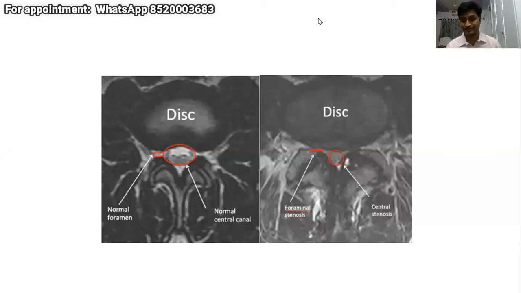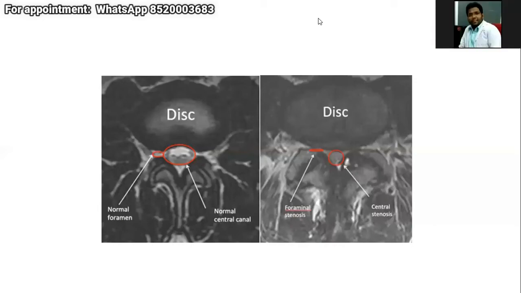Okay, sir. Has anyone heard about a test called discography? Yes, sir, heard of it, to measure the discal pressure. No. When you do a clinical symptom elicitation, clinical examination, we have done an MRI, but even then I'm not able to make out whether that is the cause of pain or not.